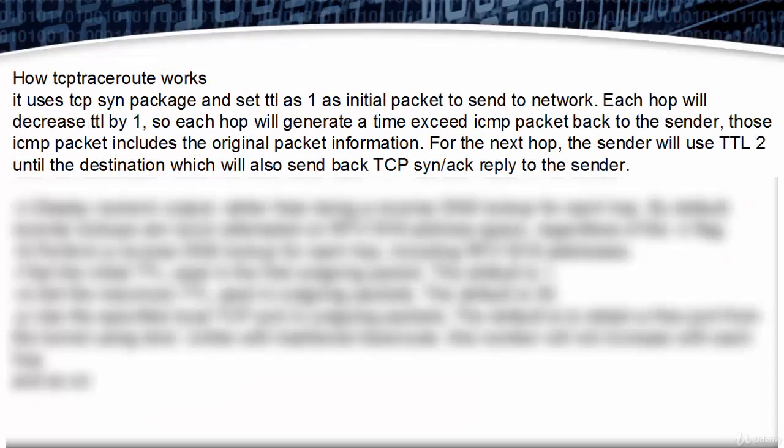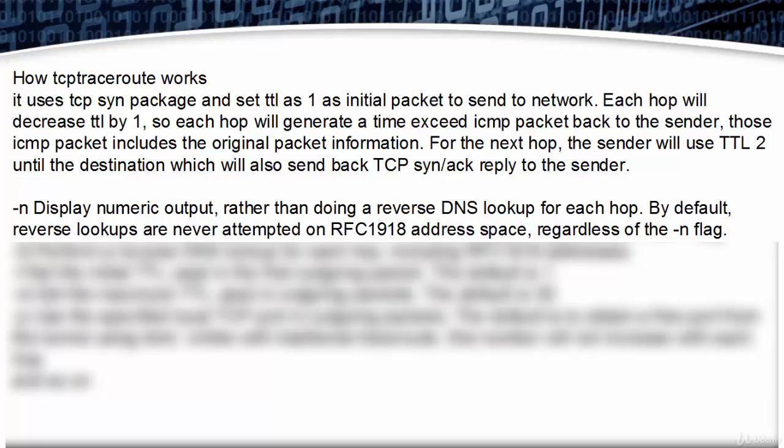How does tcptraceroute work? It uses a TCP SYN packet with the TTL set to 1 as the initial packet sent to the network. Each hop decreases the TTL by 1, so each hop will generate a time exceeded ICMP packet back to the sender. Those ICMP packets include the original packet information. For the next hop, the sender will use TTL 2, and so on until the destination, which will also send back a TCP SYN/ACK reply to the sender.